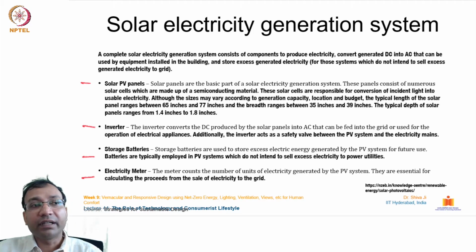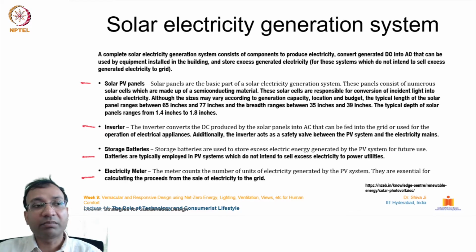The next component is inverter. The inverter converts the DC produced by the solar panel into AC that can be fed into the grid or used for the operation of electrical appliances. Additionally, the inverter acts as a safety valve between PV system and the electricity mains. You may have seen inverters. These small scale inverters are also installed in our households these days.